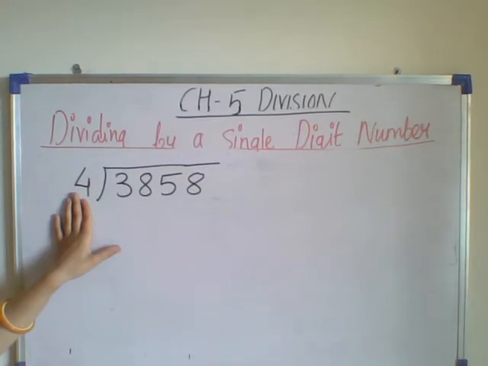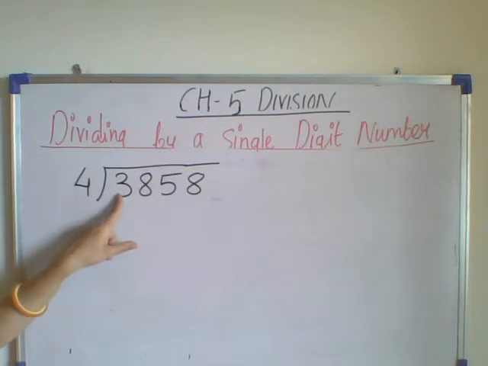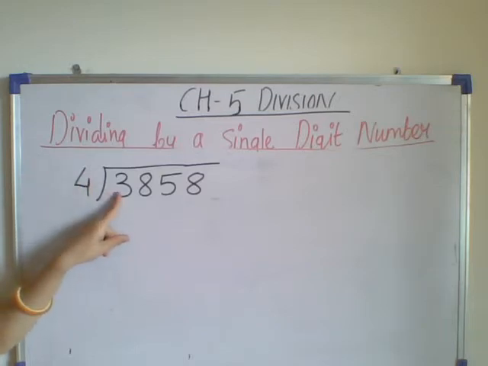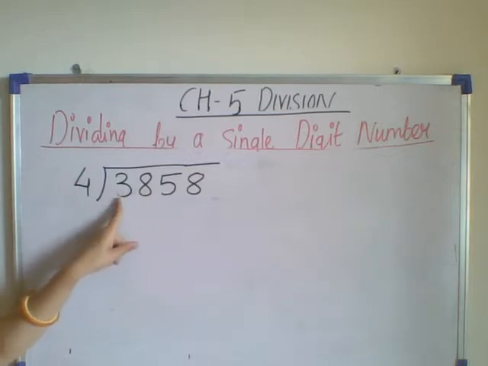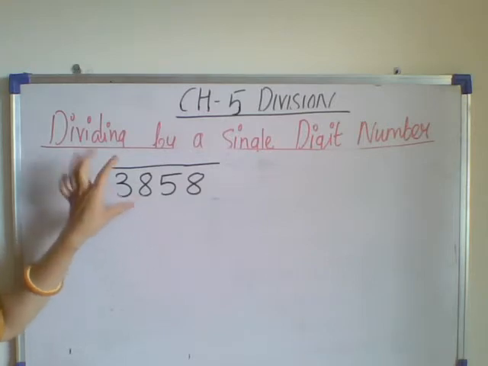First consider the thousands place. Ones, tens, hundreds, thousands. What is there at the thousands place? 3 is there. So the divisor 4 does not divide the number 3 of the dividend, as 4 is greater than 3. So consider the number formed by the first 2 digits, that is 38, because 3 is smaller than 4.